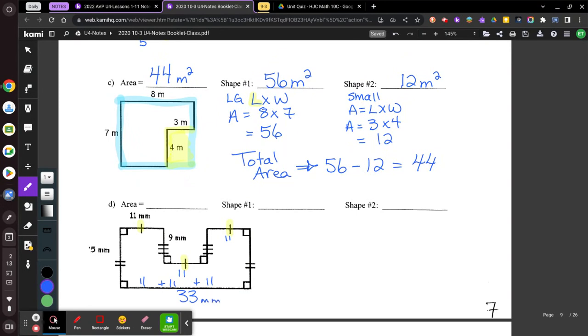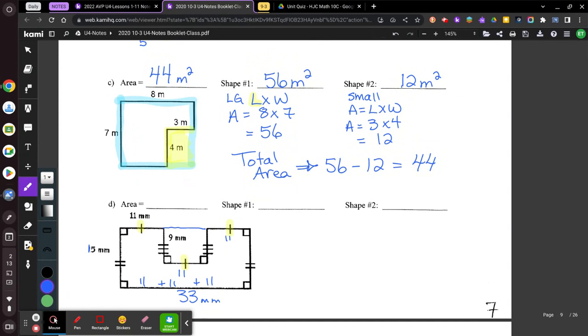This number over here is supposed to be a 15. The 1's kind of cut off, but it's supposed to be a 15. So in this object, it makes more sense to make it into one large rectangle and then subtract that small one on the inside. So that's exactly what we're going to do.